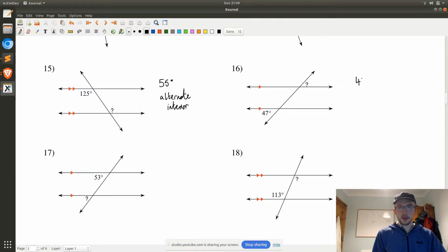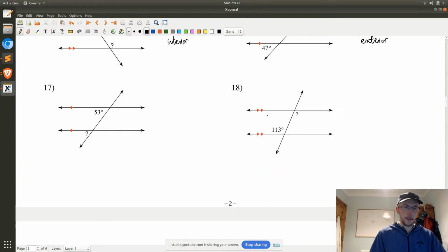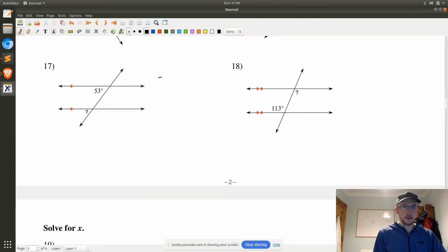This is 47 degrees because it's an alternate exterior angle and thus congruent to that one down there. 53 degrees, as these are corresponding angles. 113 degrees. They are congruent because they are alternate interior angles.